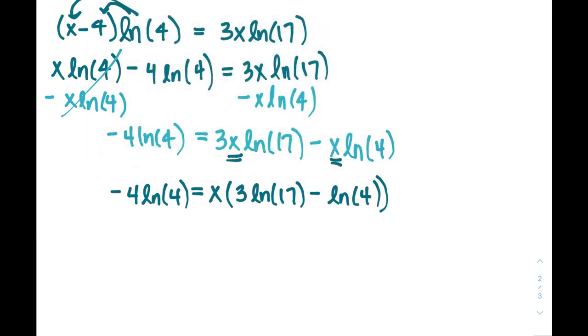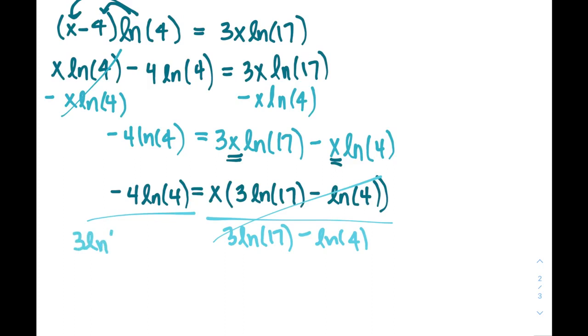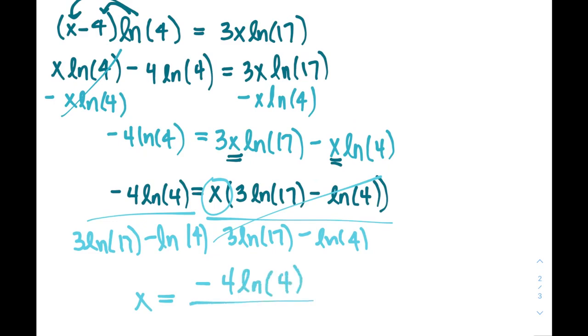We're already there because I've got x that I'm trying to get by itself. Well, the only thing happening to x right now is it's being multiplied by this massive thing. So I undo it by dividing by said massive number. It cancels over here, and I do it to this side: 3 natural log of 17 minus natural log of 4. Now all I've got left over here is x, which is what I wanted. And on the other side, I'll have negative 4 natural log of 4 over 3 natural log of 17 minus natural log of 4.